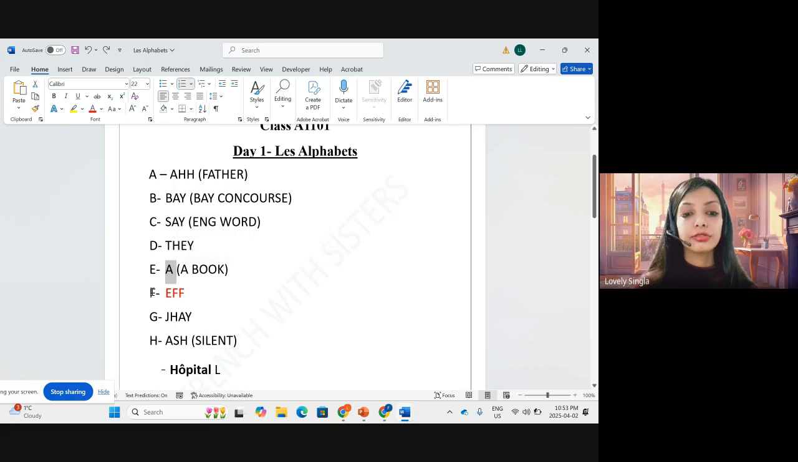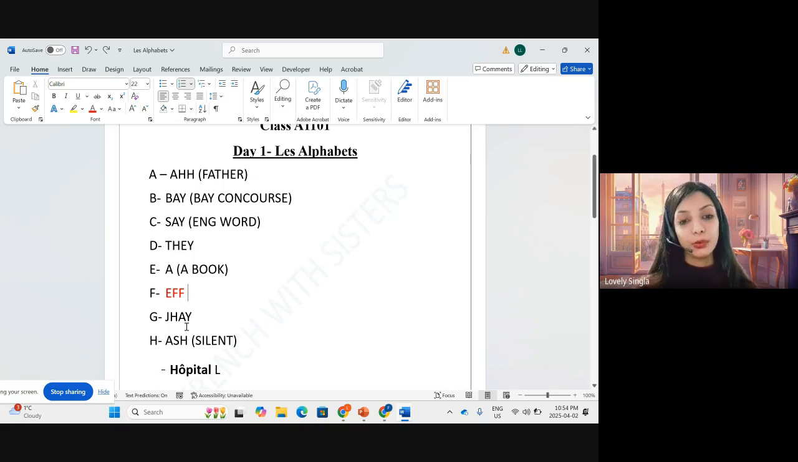Then we have F. So F, guys, is a bit similar to that of English. The only slight difference is that it's going to be pronounced with a bit of stress and pressure on it. So you extend the sound a bit.